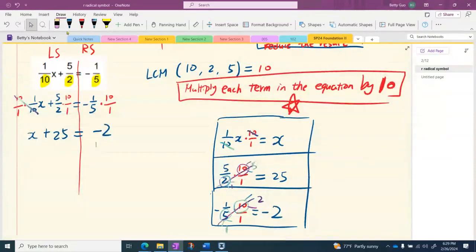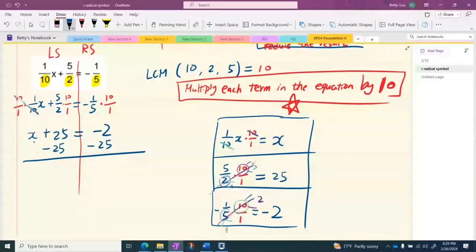You can use the subtraction property of equality to get rid of 25 from each side, right? I'm trying to sell my transposition of terms to you, but I'm not against it if you want to use the addition and the subtraction property. It's totally fine.